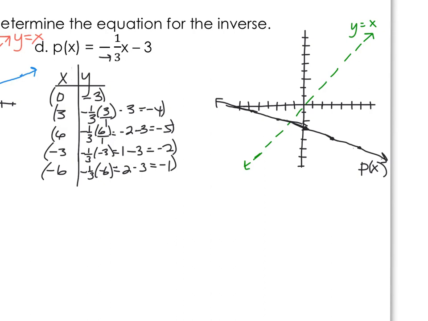All right, for the inverse, remember we're just going to switch those ordered pairs. So let's go ahead and try to squeeze that in right here if you can. For the inverse, I'm just going to switch those ordered pairs around. -3, 0, -4, 3, -5, 6, -2 and -3, and then -1 and -6. And then please plot those points. And we're going to remember to label this one. We're actually going to go back and label the inverse on the first one as well. But let's just get this one done.